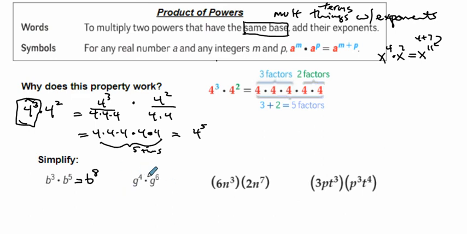You've got 4 g's here, you've got another 6 g's here. When you multiply them and the bases are the same, which they are, you just add, just go 4 plus 6, right? That equals 10. So I am going to get g to the 10th power.